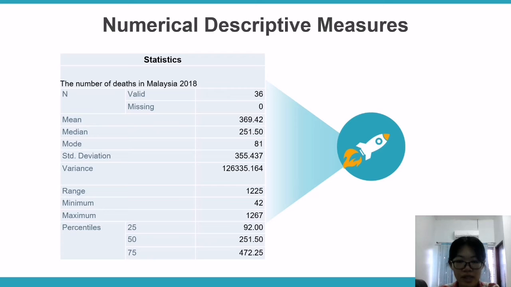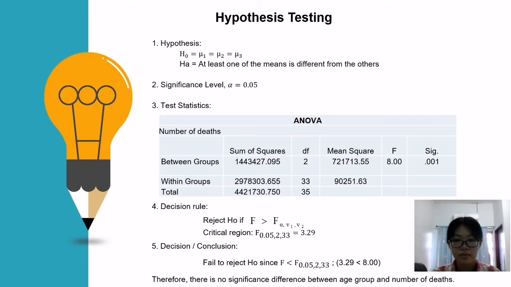Next, I would like to present about hypothesis testing. 5 steps of hypothesis testing. Step 1. State null hypothesis and alternate hypothesis. H0: mu1 equal mu2 equal mu3. HA: at least one of the means is different from the others. Step 2. State the level of significance. Significance level alpha equals 0.05. Step 3. Compute test statistic.